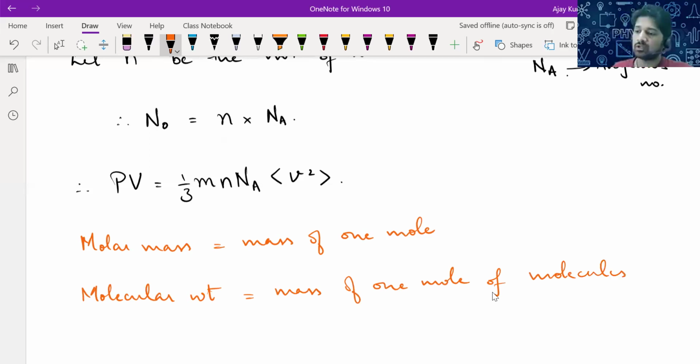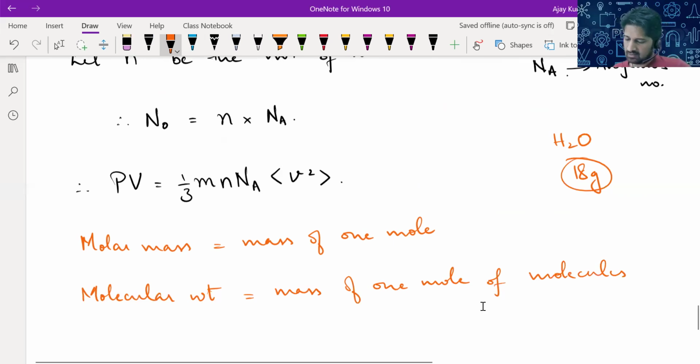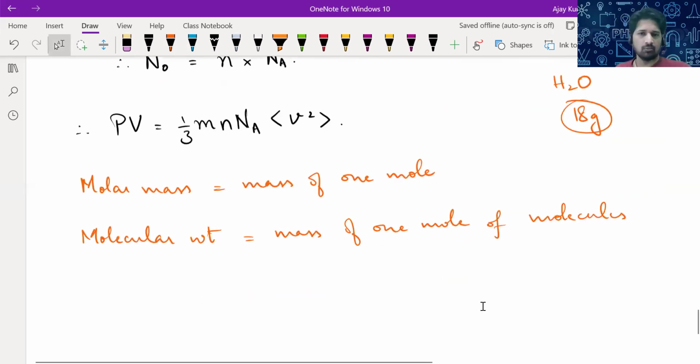For example, we say molecular weight of water is 18 grams. Okay, molecular weight of H2O is 18 grams. Some of you may be calling it molecular mass also. That's fine. We say it is 18 grams. What does that mean? It means 1 mole of H2O weighs 18 grams. 1 mole means what? Avogadro number of molecules of H2O will weigh 18 grams. It doesn't mean one molecule of H2O weighs 18 grams. That is ridiculous. Okay. So molecular weight is basically mass of 1 mole of molecules.